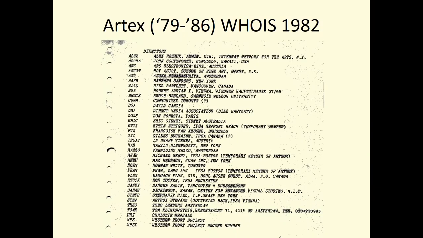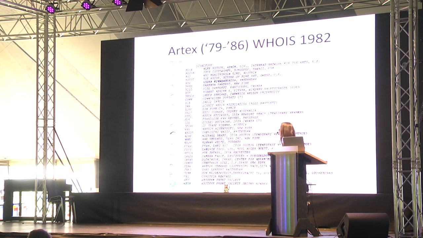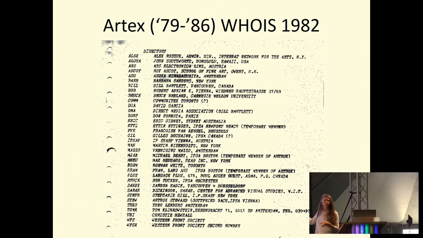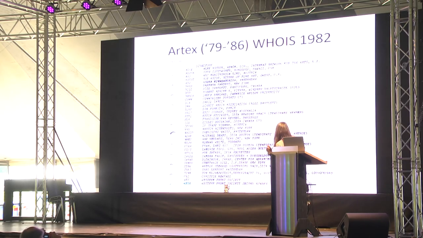So this artist network was called Artbox at first, when it was made in 1980. And then a bit later it was turned into something called Artex. And these are the people that were all on that mailing list back then. I found another one from 1986 that has a few more people on it. You can see here that the mailing list was mostly people from the USA and from Canada, but also from Europe. There's Amsterdam, there's Austria, there's Belgium, Brussels, somebody there. There's also Australia, Paris, David Garcia, who was somebody in Amsterdam. Well, you can see it for yourself.